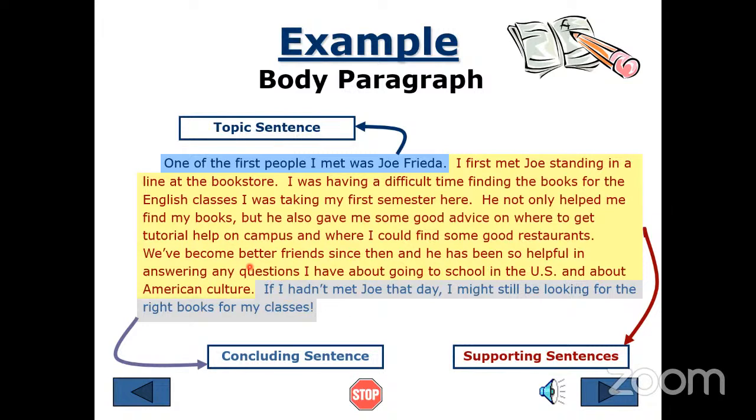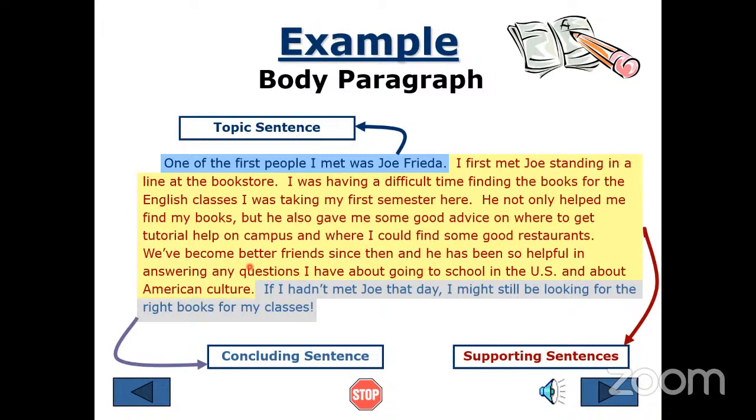As you can see, we have the supporting sentences. Why am I supporting? My topic sentence: one of the first people I met was Joy. Okay. Then we have the concluding sentence: if I hadn't met Joy that day, I might still be looking for the right books for my classes. Okay. So that's a fact. And I gave an example for that. So this paragraph is complete.